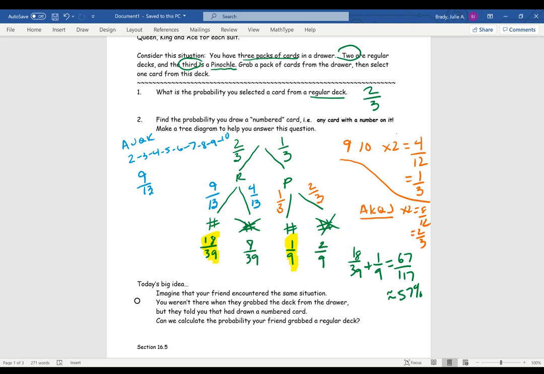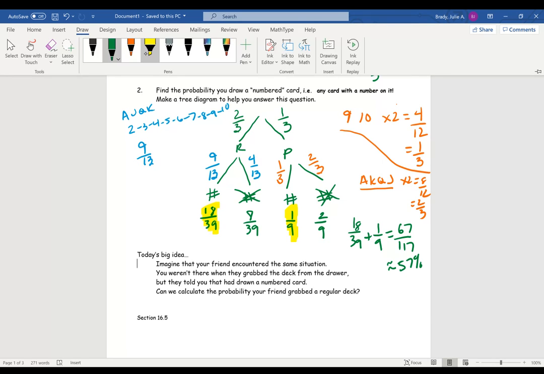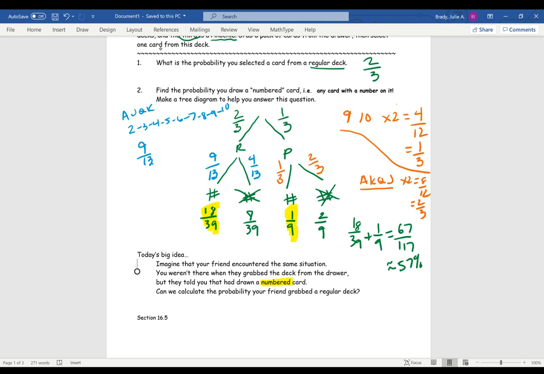So now let's move on to today's big idea. Imagine your friend had the same situation, but you didn't see what they grabbed from the drawer, but they told you they drew a numbered card. What's the chance that they grabbed a regular deck?